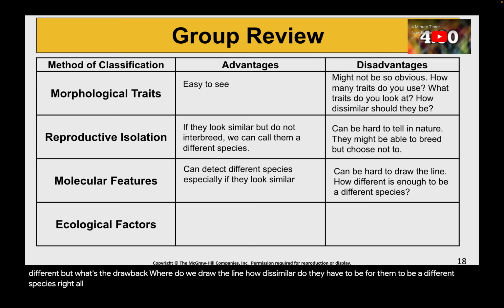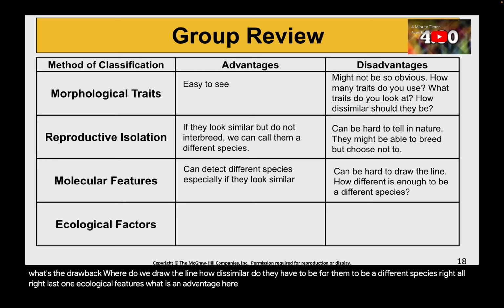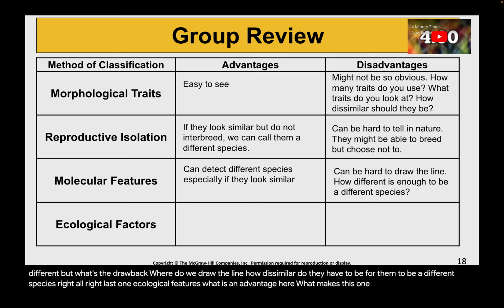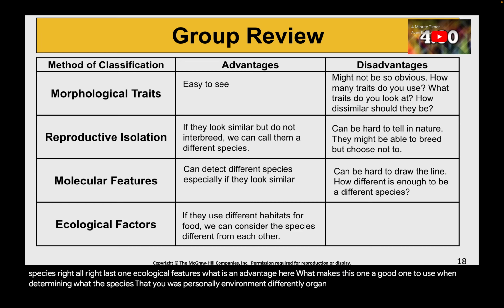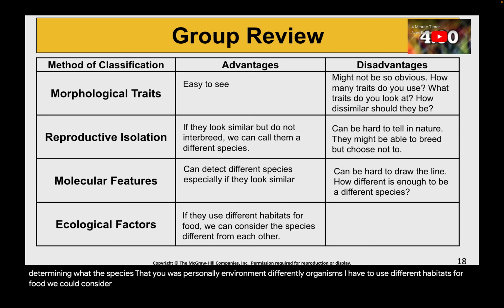All right, last one, ecological features. What is an advantage here? What makes this one a good one to use when determining what's a species? Things that live in the same location or different locations that look the same. I don't really know what that's called though. Yeah, maybe things that use parts of the environment differently, organisms, right? If they use different habitats for food, we could consider the species different from each other.